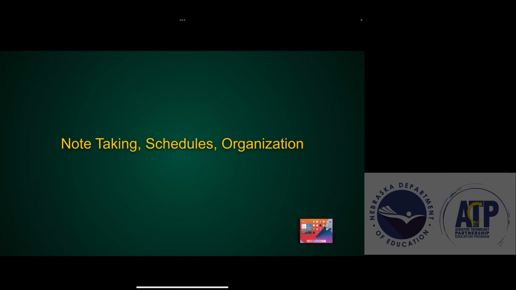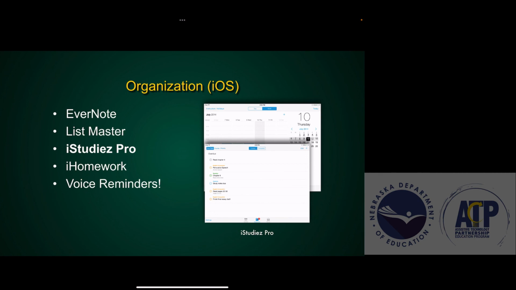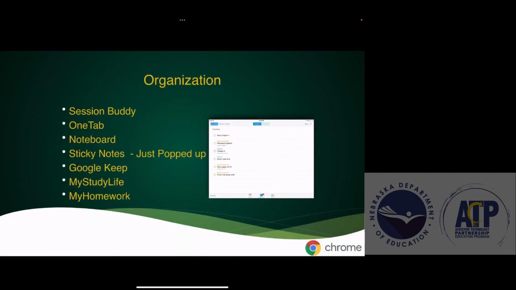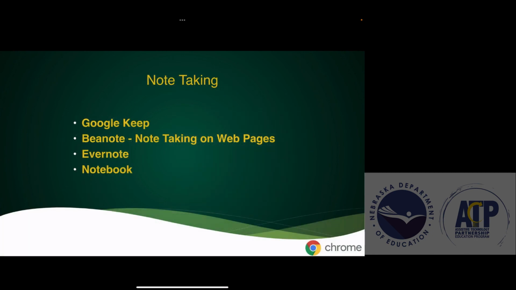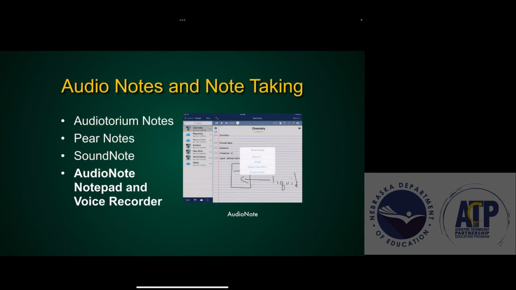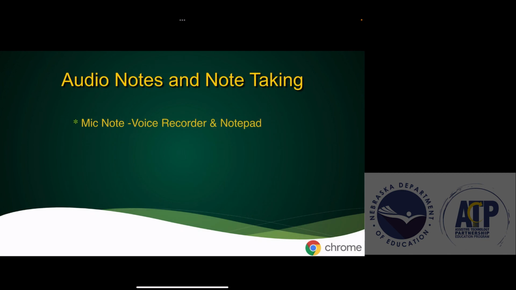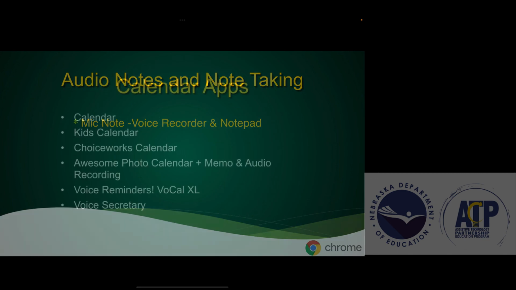In a digital format, there's a lot of note-taking apps. Organization apps, iStudies Pro is a great tool for students to organize themselves. There's Chrome. Other note-taking apps are Notability. Here's the note-taking apps that are available on Chrome, such as Evernote and Google Keep. Audio note-taking apps will allow you to be able to record a lecture and take notes also, and then review that later. And it's got a timestamp. On Chrome, it's called MicNote.